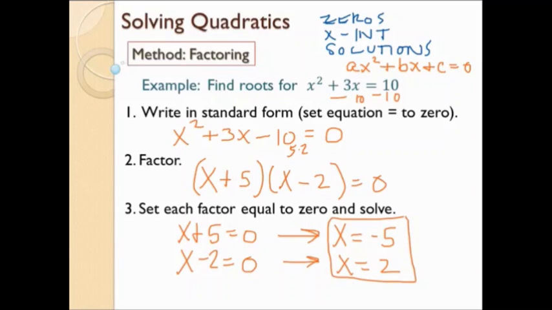original equation. Negative 5 squared is 25. 3 times negative 5 is negative 15, so 25 minus 15 is 10. It works. 2 squared is 4. 3 times 2 is 6, so 4 plus 6 is 10. It works. Those are my zeros, my roots, solutions, x-intercepts.